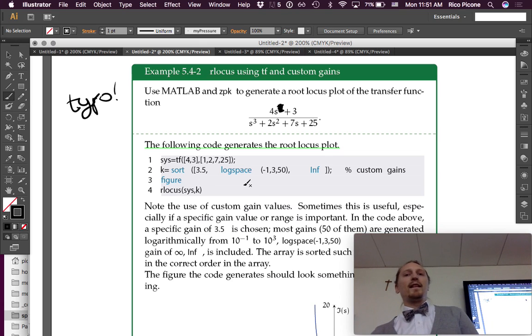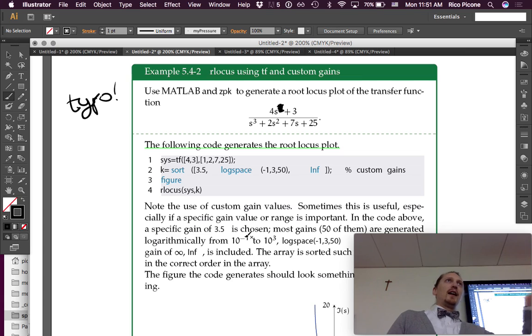And sometimes it chooses gains that aren't always what you're interested in, and sometimes it chooses too few gains because it can't compute an infinite number of them. It can only compute a finite number of them. So it chooses them, and it has a pretty good algorithm for choosing them, but it isn't always what you want. So if you want to give it an array of gains that is good for you, you can do that. And here's an example using custom gains.